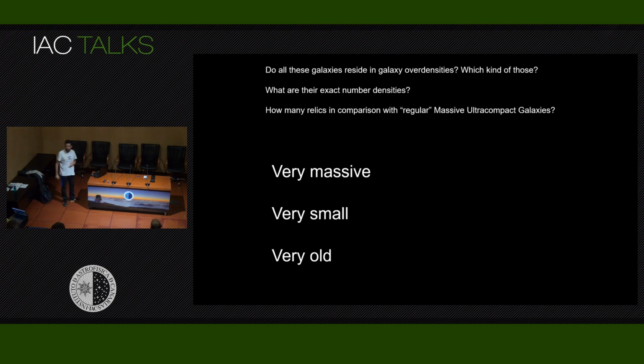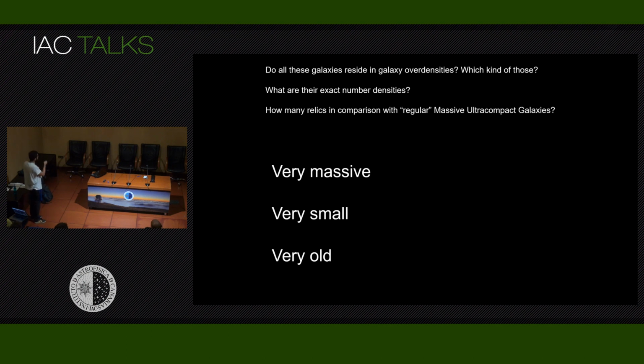So the questions we wanted to answer in our study were: do these galaxies really reside in galaxy overdensities? What exactly are their number densities? Because with very few cases, it was not very well constrained. And finally, how many of these relic galaxies do we have in comparison to those which are just very compact?